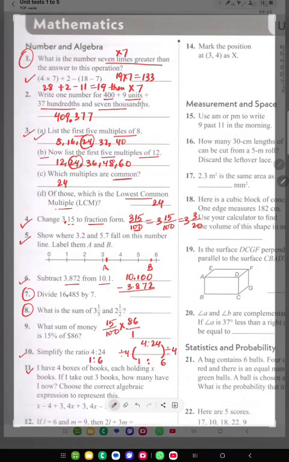Question 11. I have 4 boxes of books, each holding x books. So you can imagine that there are 4 boxes of books, and each box has x books. If I take out 3 books, so that's minus 3 from each. How many have I now? Choose the correct algebraic expression to represent this. So there should be x minus 3, but it should be 4 times.